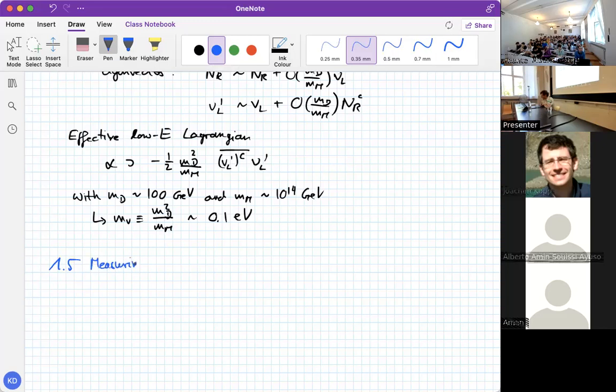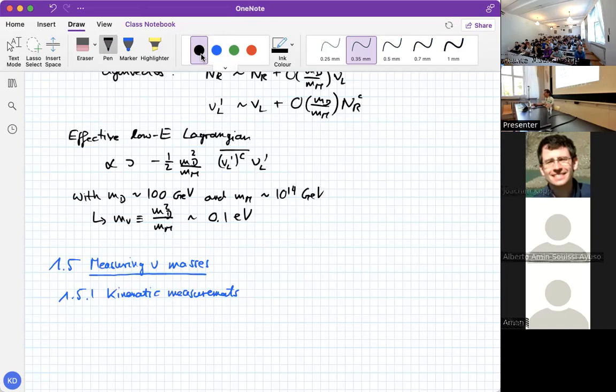So, measuring neutrino masses. The two ways I want to mention here are direct kinematic measurements and neutrinoless double beta decay. Kinematic measurements just means, well, if you have a particle and you observe its energy and its momentum, and you measure the energy and momentum with sufficient accuracy, then you have all the information you need to compute the mass.